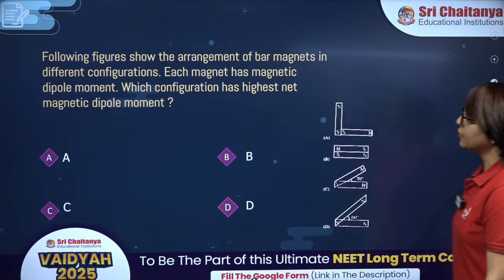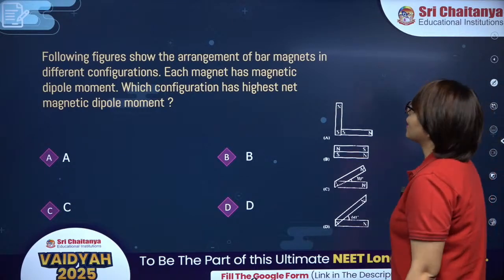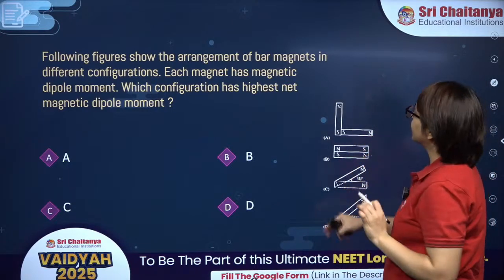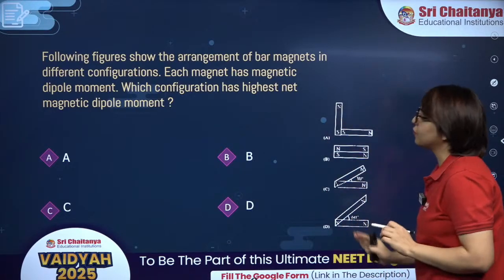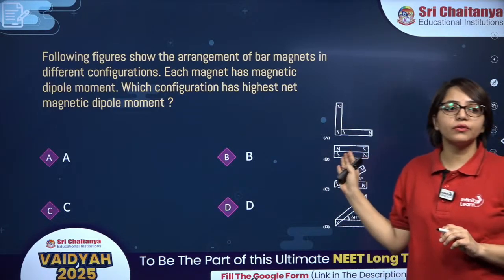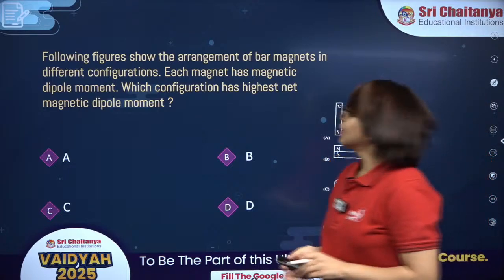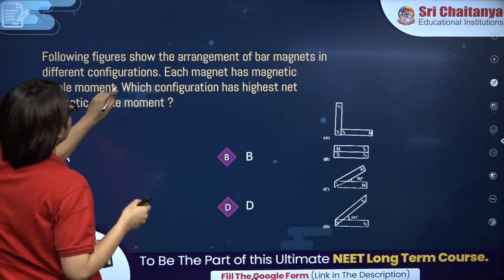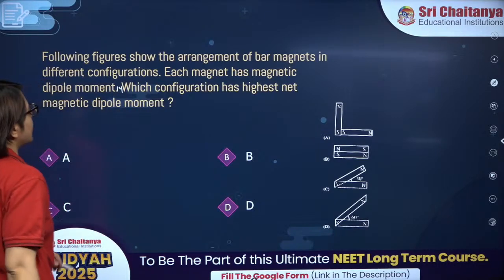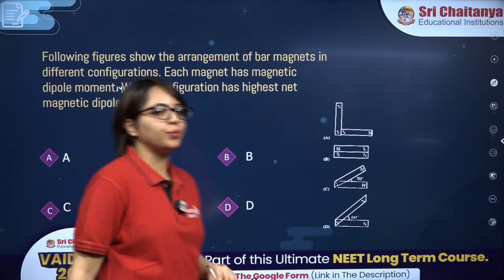Try this one. The following figures show the arrangement of bar magnets in different configurations. We have 4 different configurations. This is one of the PYQs, beta. Each magnet has a magnetic dipole moment equal to M. Which configuration has the highest net magnetic dipole moment?